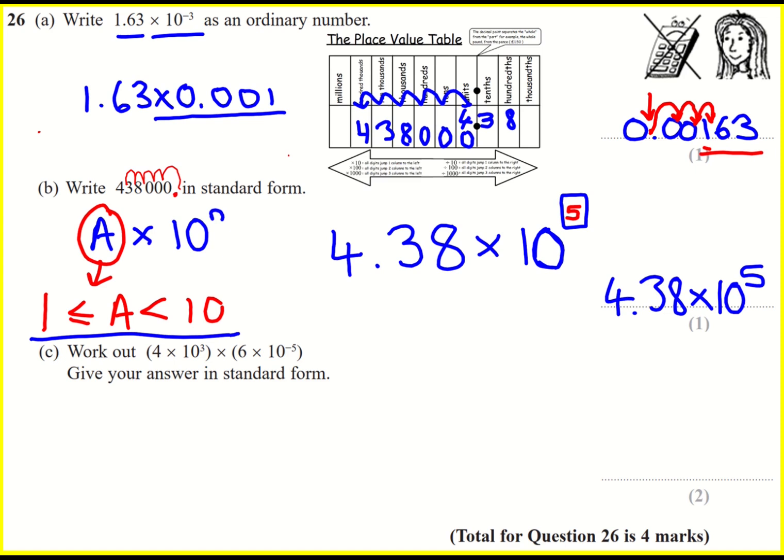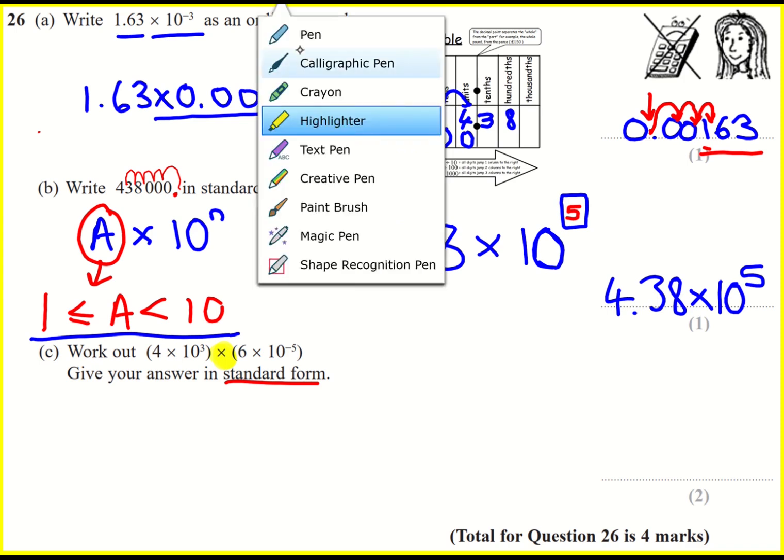Okay, part C. Work out, open brackets, 4 times 10 to the 3, close brackets, multiplied by, open brackets, 6 multiplied by 10 to the minus 5, close brackets. Give your answer in standard form. Okay, so this is a multiplication question, as you can see here. You can multiply these things in any order.